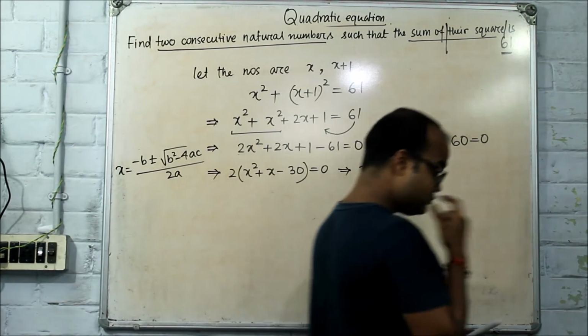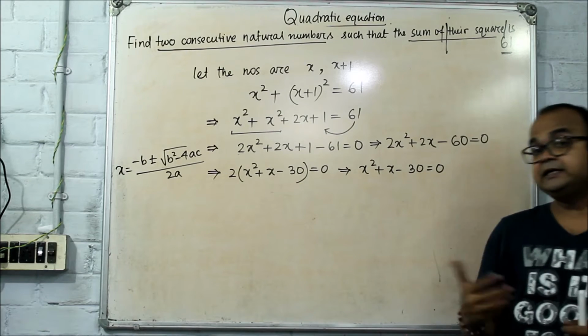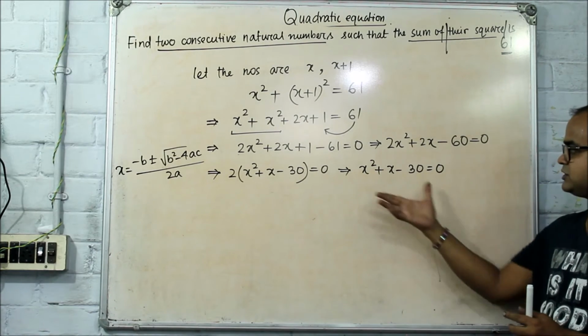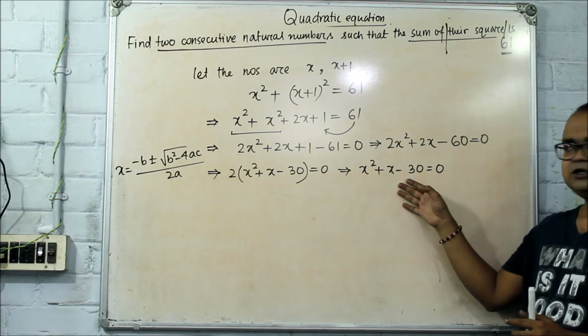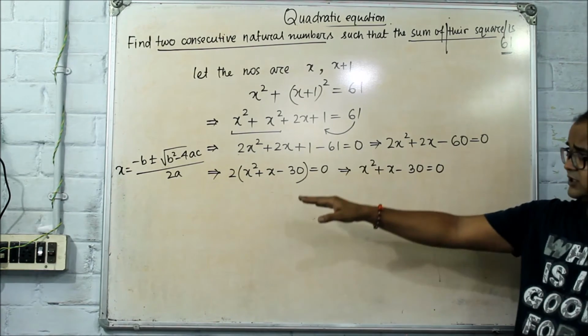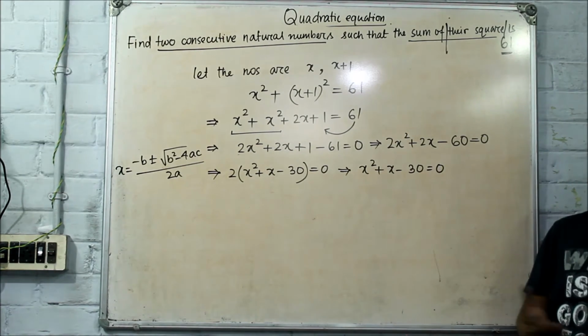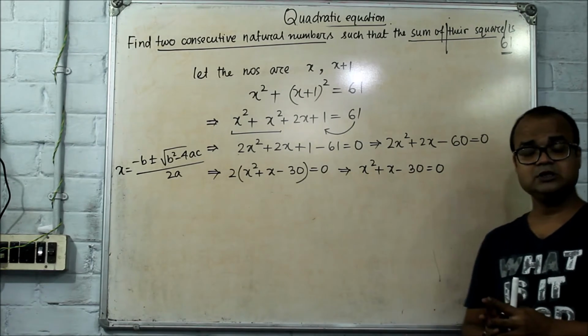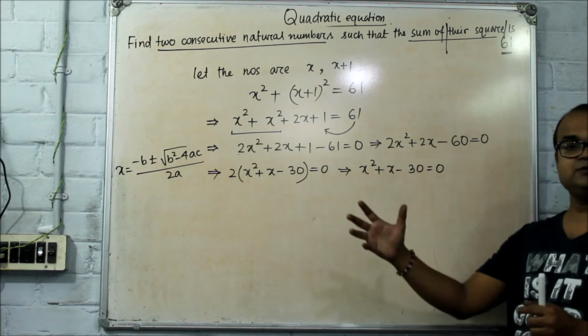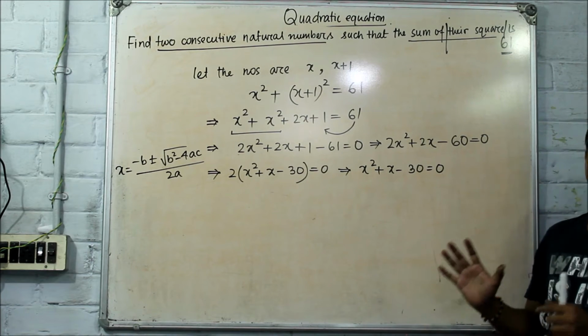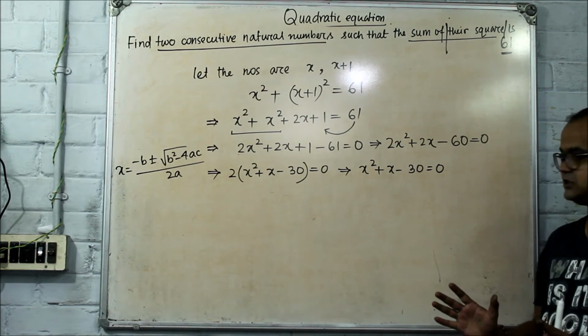Now it completely depends on the equation. Suppose here we are getting x square plus x minus 30. So either you can apply the formula or the factorization method, you will get the two values. But look at the sum and then decide whether you are going to apply the formula or solve it by the factorization method.